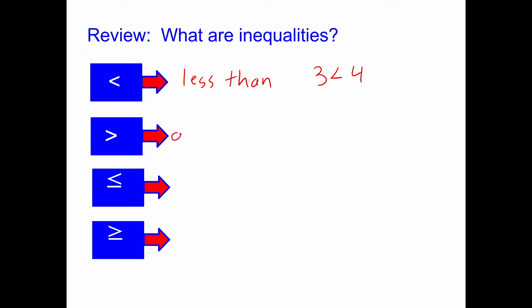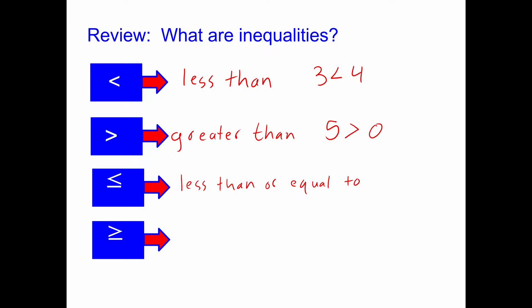We also have a greater than symbol, which is the reverse of less than, and it's used to represent situations like 5 is greater than 0. So we have less than, greater than. We have this symbol with the line underneath it. This is called less than or equal to.